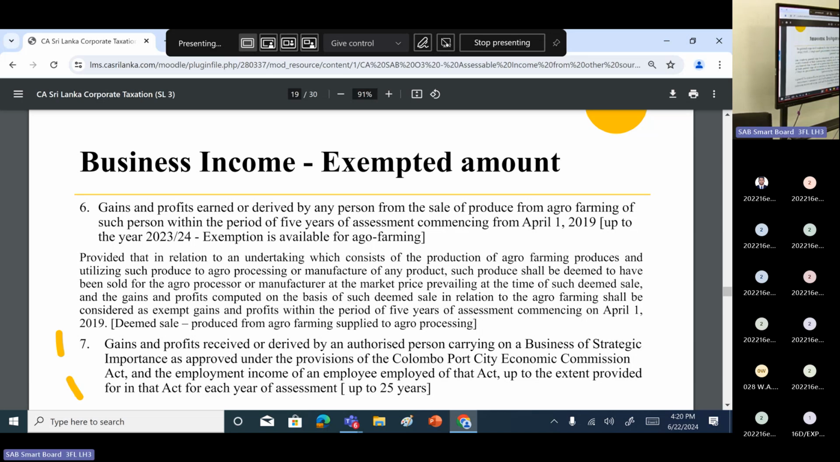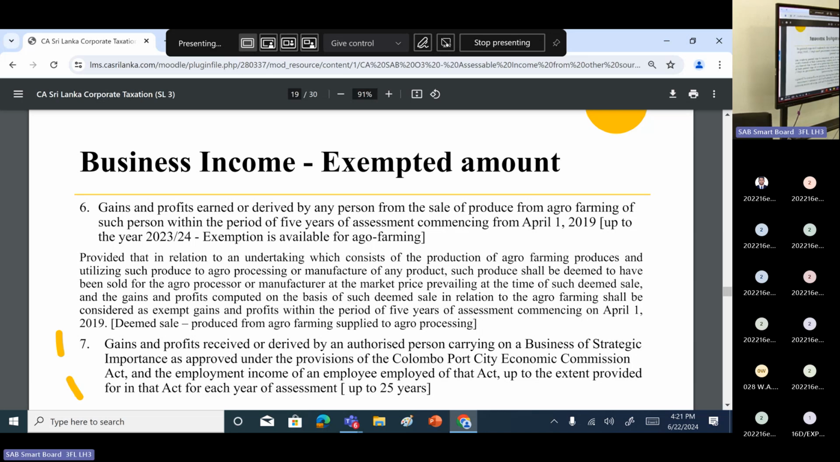Provided that in relation to an undertaking which consists of the production of agro farming products and utilizing such produce for agro processing or manufacture of any product, such produce shall be deemed to have been sold to the agro processor or manufacturer at the market price prevailing at the time of such deal, and the gains and profit computed on that basis in relation to the agro farming shall be considered as exempted gains and profit within a period of 5 years of maximum, commencing from April 2019.